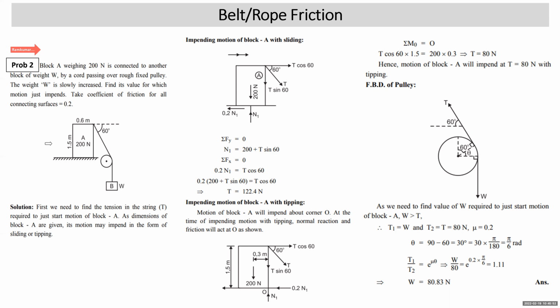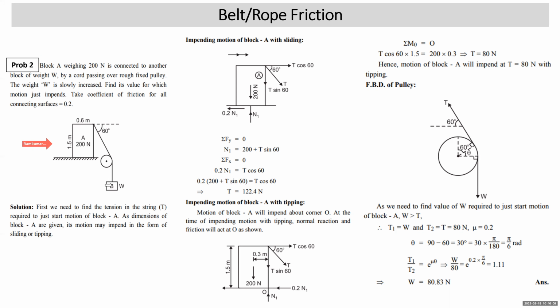Now students, look at this given diagram. This is a block of weight 200. Its height is 1.5 meter. Its width is 0.6 meter. It is connected to a string which is taken around a friction pulley at an angle of 60 degrees. On the other side, a weight W is attached.